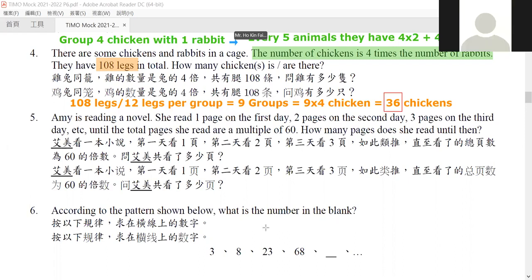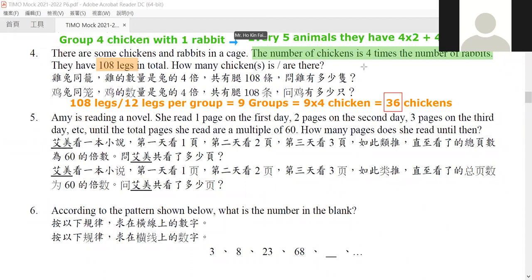So we group the animals in different groups, because we know that for every rabbit, they will have 4 chickens. So we group a rabbit and 4 chickens together. So we know that for all these animals, they will have the exact, the integral number of groups. And hence we can find out how many groups there are, and then we use the groups to deduce how many chickens there are. Okay, so this is question number 4.